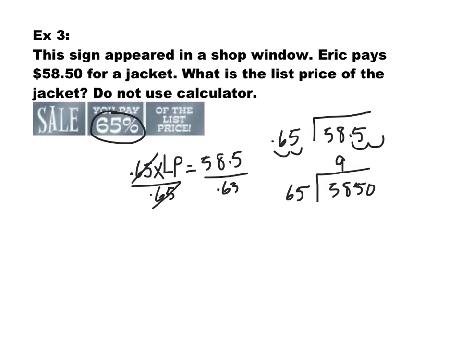9 times 65 is going to give me 585. So 585 minus 585 is 0. Remember the decimal is here, so I put the decimal here. Now I bring 0 down. 0 divided by 65 is 0. 0 times 65 is 0. 0 minus 0 is 0, and there is no more digit. So this means the list price is $90.